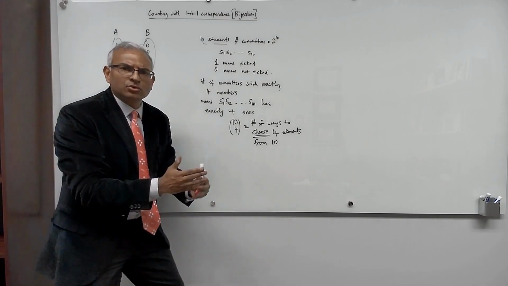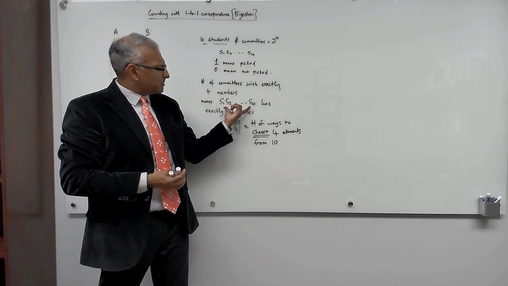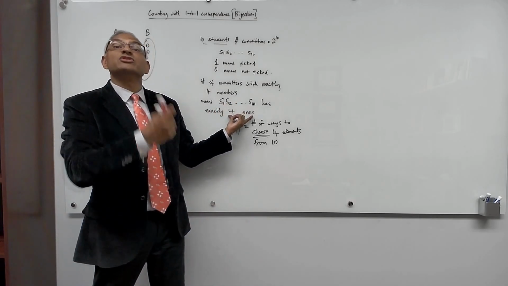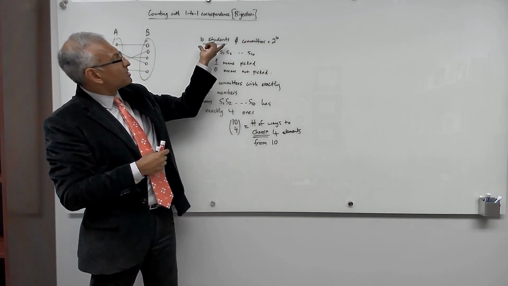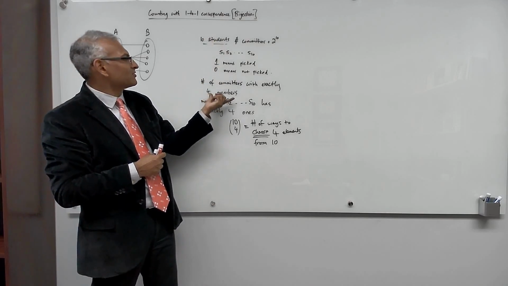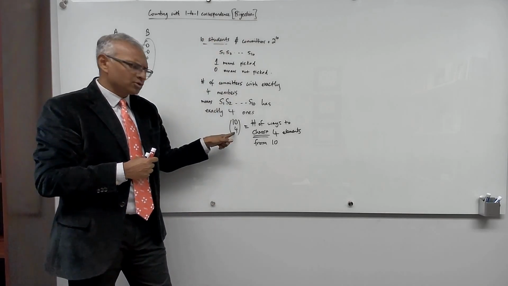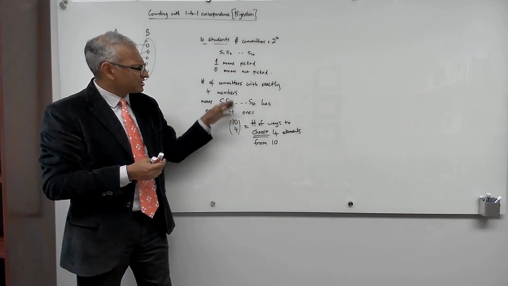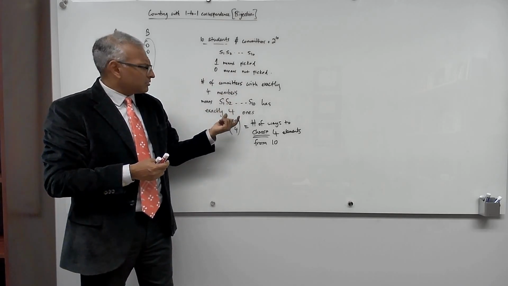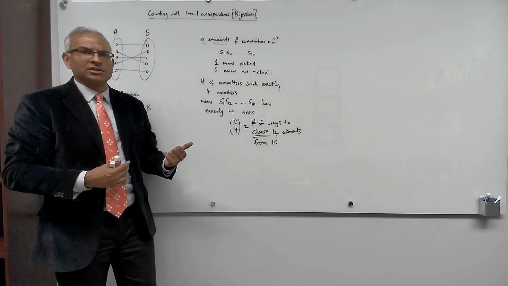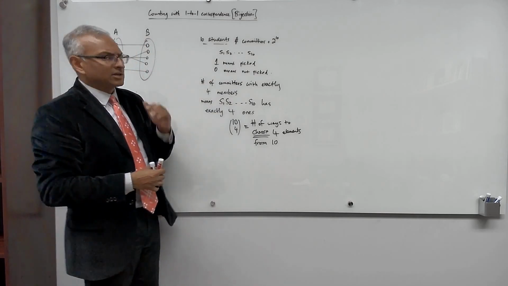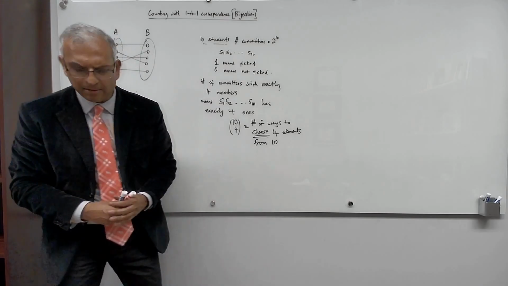That there's a one-to-one correspondence between binary sequences with 4 ones, which was the definition of 10, 4, and the number of ways to choose 4 elements from a set of size 10. We don't know a formula for this yet, but at least we've established that both of these things have the same number. And that's the value of bijection, one-to-one correspondence.